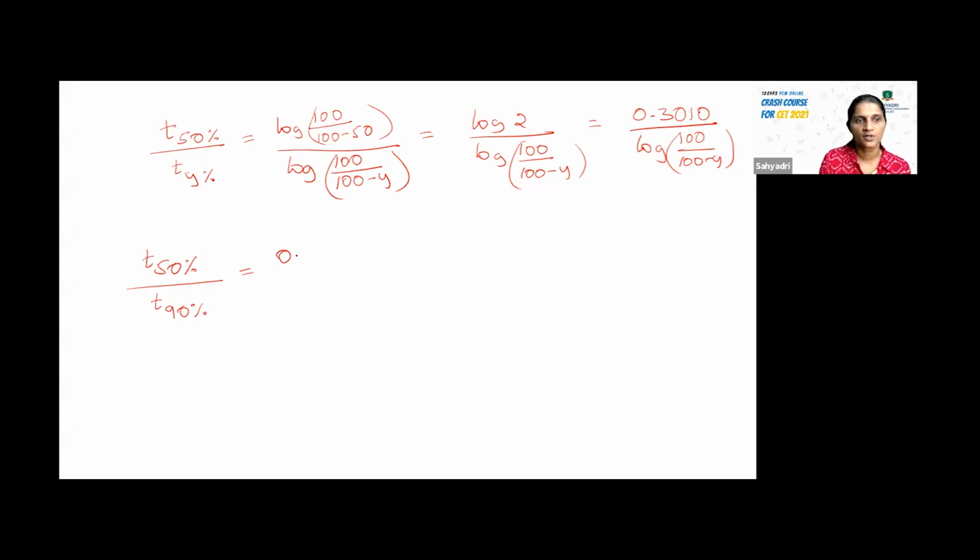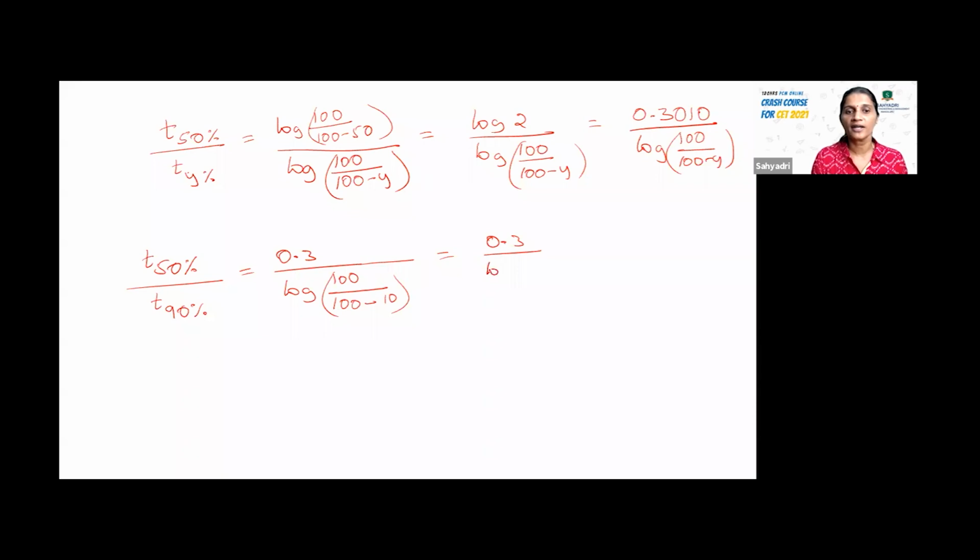So it is 0.3 divided by log of 100 divided by, what should I take? Yes, very good, 10. Why 10? If 90% is completed, how much is remaining? 10 is remaining. 100 by 10 is how much? So it is 0.3, 100 by 100 minus 10 is 90, correct?